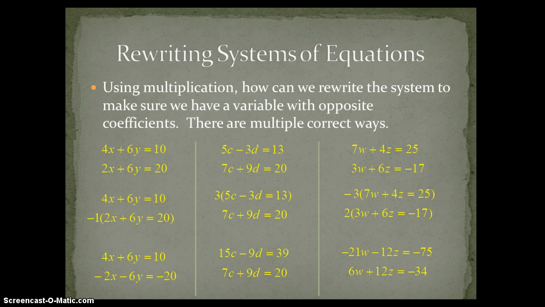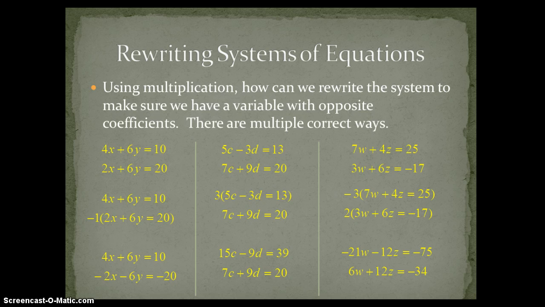So I'm going to do this by multiplying the first one by negative 3 and the second equation by 2. If I multiply the first equation by negative 3, I get negative 21w minus 12z equals negative 75. If I multiply the second equation by 2, I get 6w plus 12z equals negative 34. Now I have negative 12z and positive 12z, and they will cancel out when I use the elimination method.